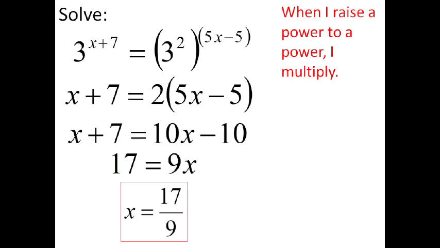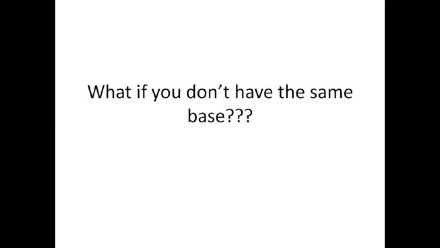In this example, we need to remember one of our laws of exponents. When you raise a power to a power, you multiply. After you've done all that, you should have got x equals 17 over 9. Now what happens if we don't have the same base? Believe it or not, the world will not end.